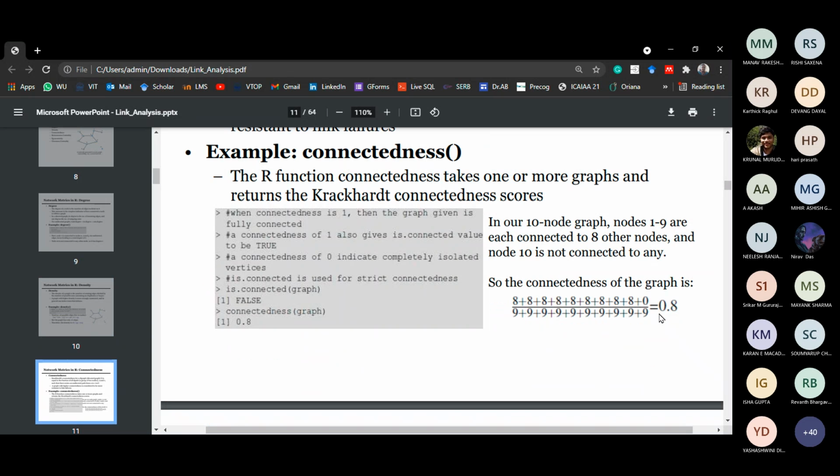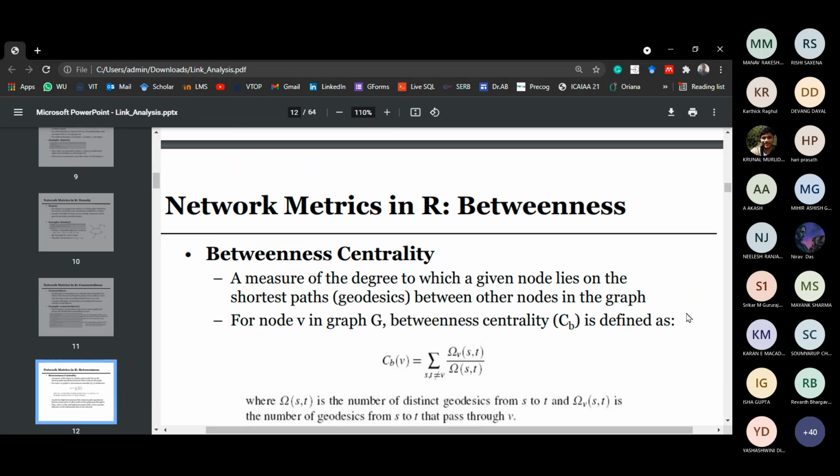Out of 10, for every node, what is the remaining number of nodes that exist? For 1, it has 9. For 2, it has 9. So we have 9 plus 9 plus 9 plus 9. You sum up all the values and divide, and you will get 0.8. So this graph's connectedness is 80%. 80% of the graph is well connected, in that aspect we have to say. So this is connectedness.